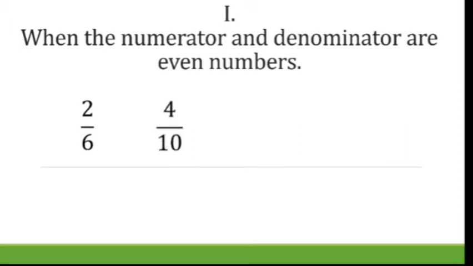Second, 4 over 10. Also, numerator and denominator are even numbers. Next, 12 over 18. Also, even numbers, both numerator and denominator. And lastly, 24 over 48. So, numerator and denominator are also even numbers.